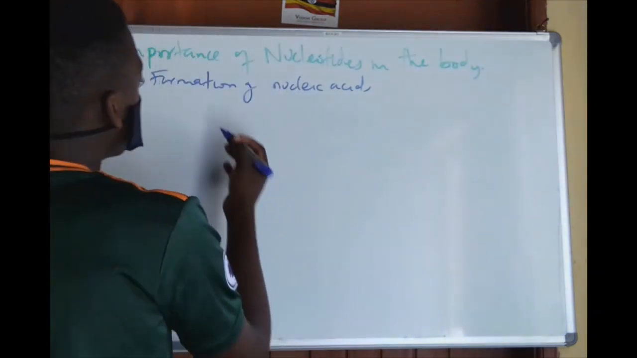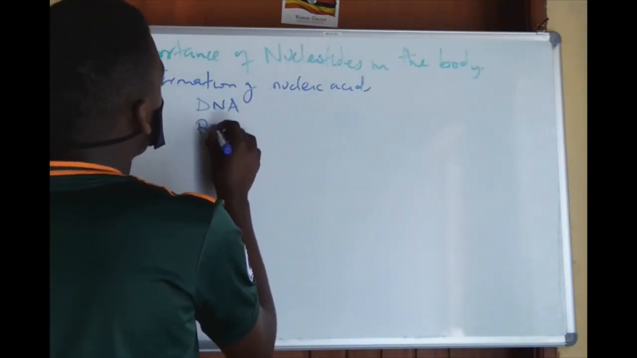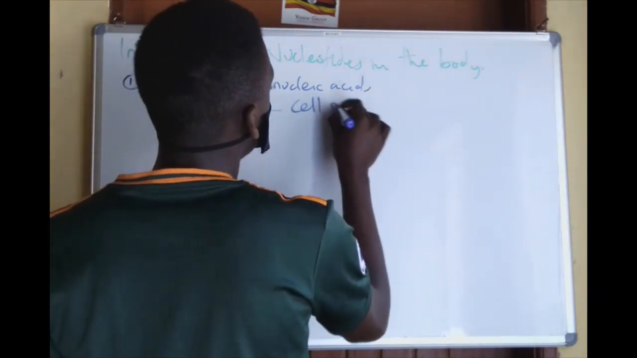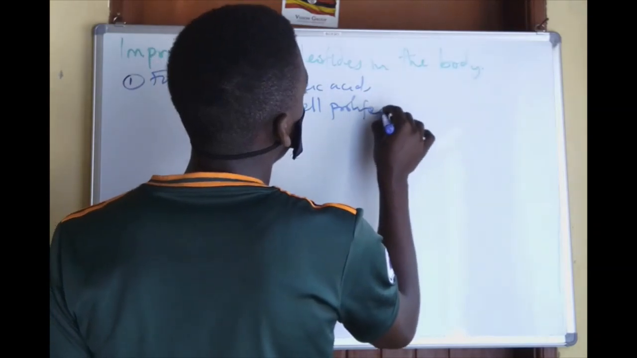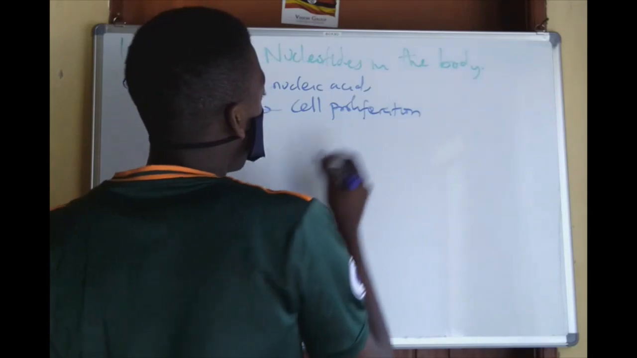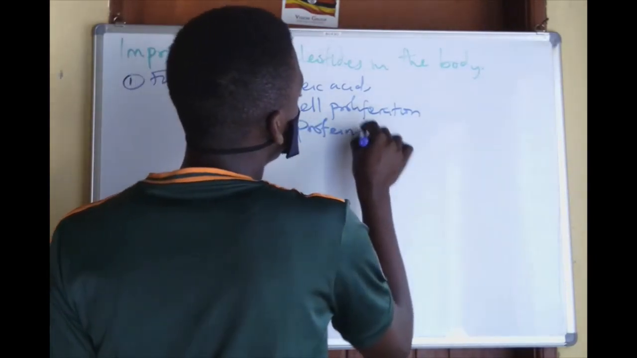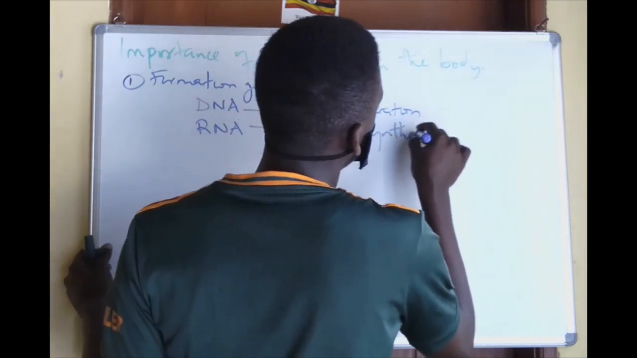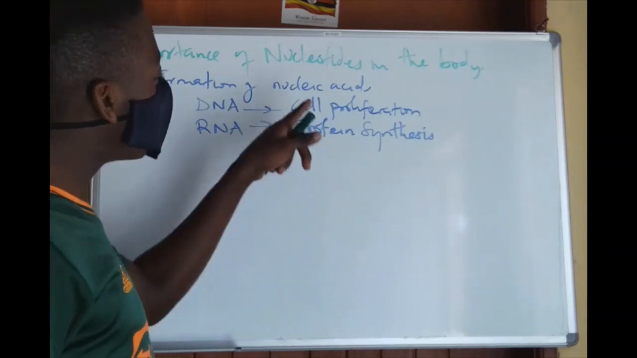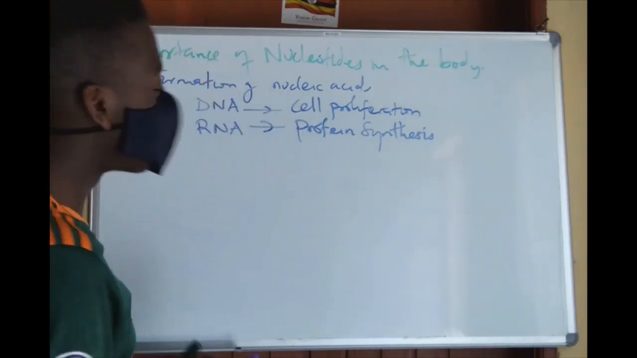What are the two nucleic acids? We have DNA, we also have RNA. We know DNA is important in cell proliferation, and it also initiates protein synthesis. RNA is majorly for protein synthesis. So that is one. They are very good components of nucleic acids.